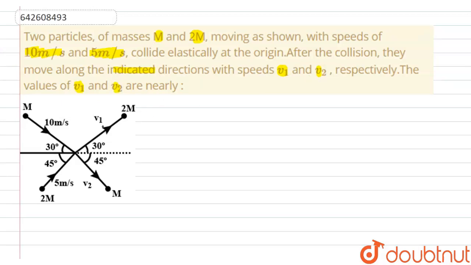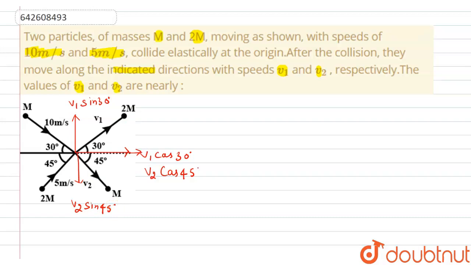Now from the figure it is clear, this velocity is v1. So if the velocity is v1, then we will resolve this into components. This component will become v1 cos 30 degree and this component will become v1 sin 30 degree, and this velocity is v2. So if this is v2, then this component will become v2 cos 45 degree and this component will become v2 sin 45 degree. We just resolve the components.